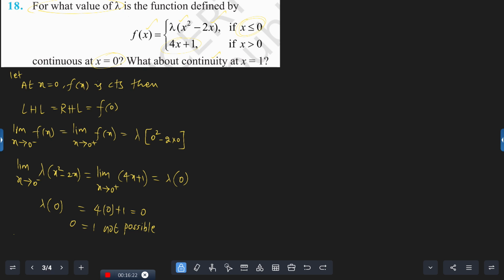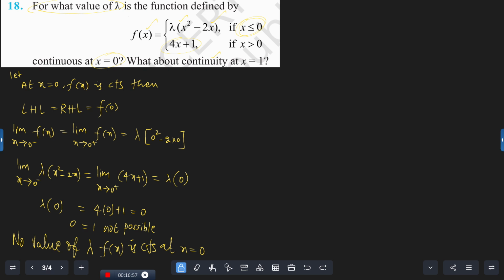Whatever you give for lambda, it will never be continuous. So for no value of lambda is f of x continuous at x equal to 0. Whatever value of lambda you give, 10,000 or minus 1,000, at 0 it will never be continuous.